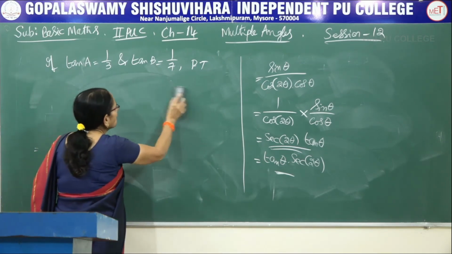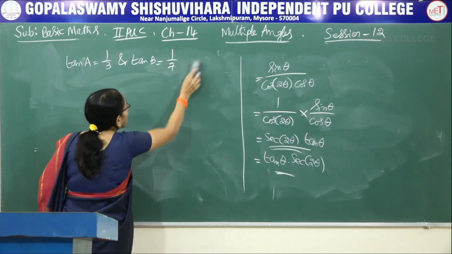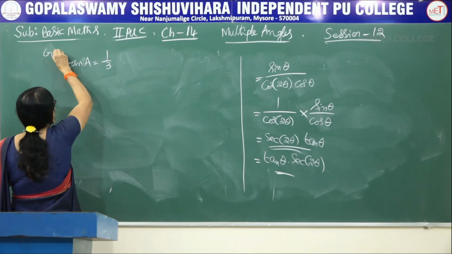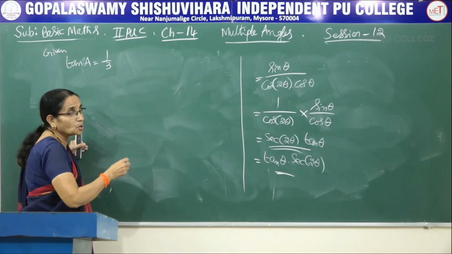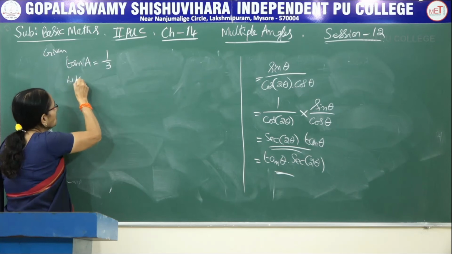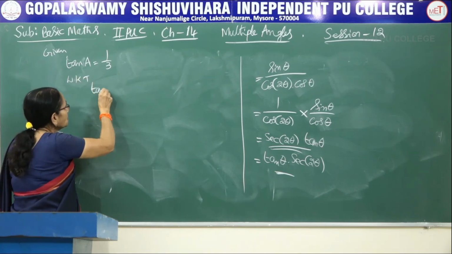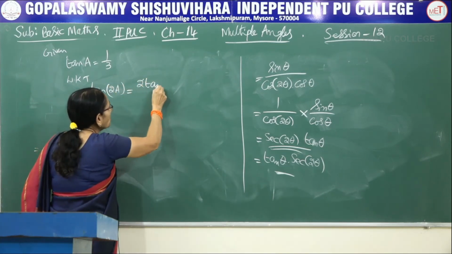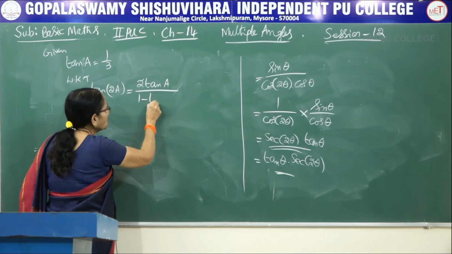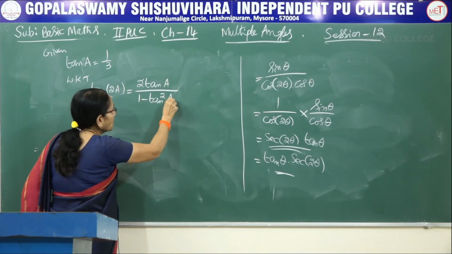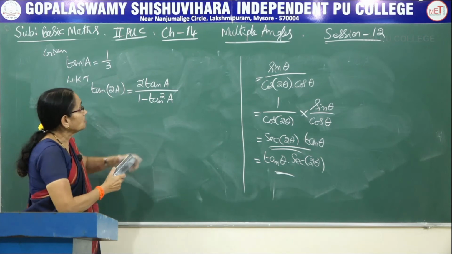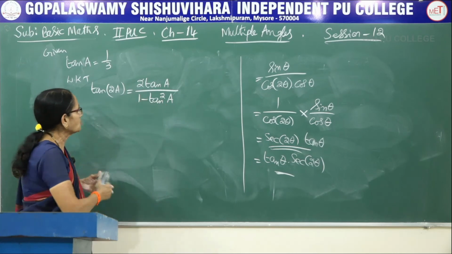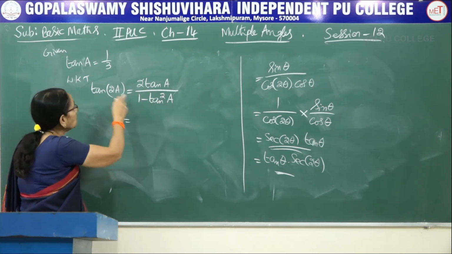Now, start with the data that is given. What is given? Tan of A is equal to 1 by 3. Tan of A is equal to 1 by 3. Then you write, we know that tan of 2A is equal to, what is the formula? 2 tan A divided by 1 minus tan square A. So, we have learnt in the multiple angle formula tan of 2A, sin of 2A, cos of 2A. Now, tan of A value has been given.